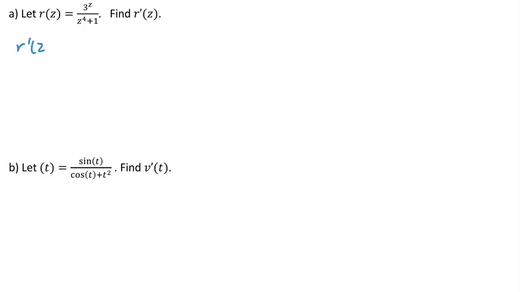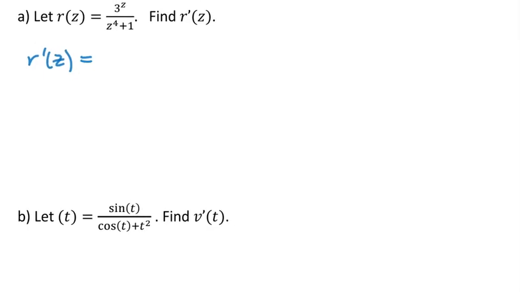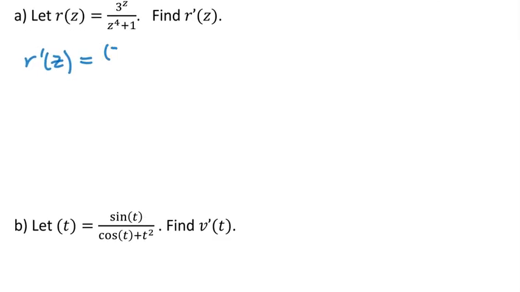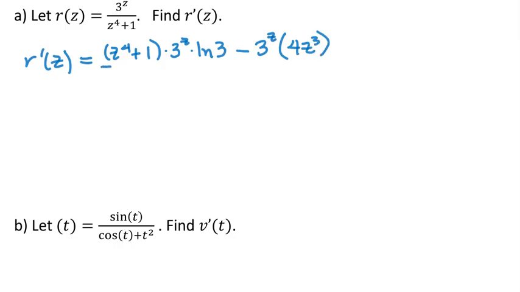Okay, so r prime of z, we want, let's see here, the bottom times the derivative of the top. So that's going to be a 3 to the z times the natural log of 3. And then we need to subtract off the top, 3 to the z, times the derivative of the bottom. So the derivative of z to the fourth plus 1 is 4z cubed plus 0, but we don't really need to write a plus 0. And that's all over the denominator squared.